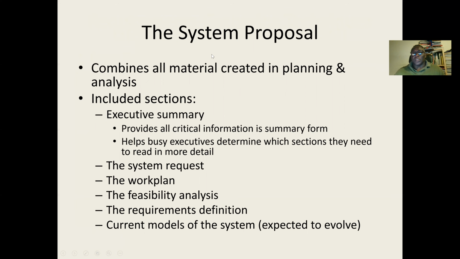Next we go to the system proposal. Here we combine all the materials created in planning and analysis, from the system request to the requirements phase, all the data we collected. Then we create our executive summary, providing all critical information to help the executive determine which sections they need to read in more detail. So we have the system request, the work plan, the feasibility analysis, and the requirement definition, and these make up the system proposal.